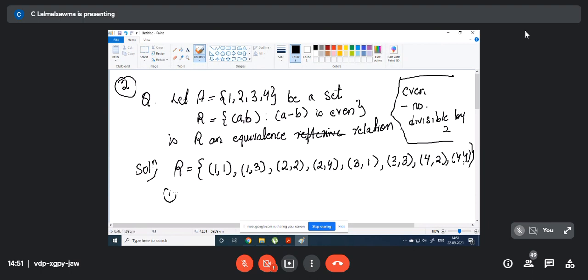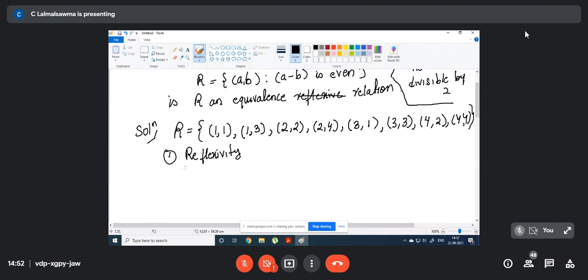Now first we have to find if it is reflexive. So, reflexivity. Now by looking at R, can you tell me if it is reflexive? Yes, it's reflexive. Why is it reflexive? Because 1 1, 2 2, 3 3, 4 4 are present. Yes, very good, both of you.